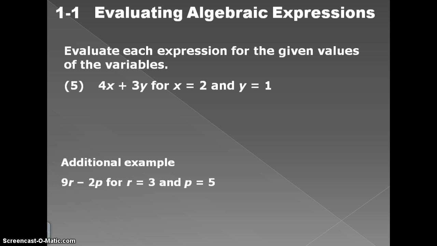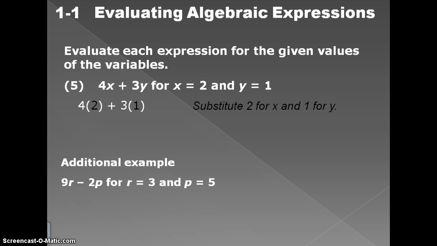One more example. Evaluate each expression for the given values of the variables: 4x plus 3y for x equals 2 and y equals 1. This time around we have two different variables with two different values. So we have to be careful. We also notice that we have 4x. Again, that means multiplication, and 3y means multiplication. So when we substitute in for x, we put in the number 2. When we substitute in for y, we put in the number 1.